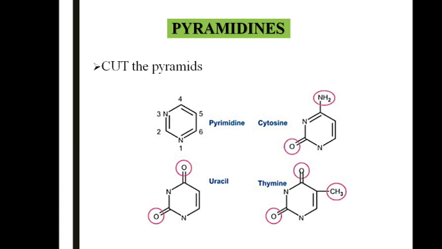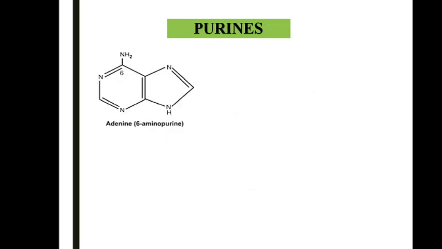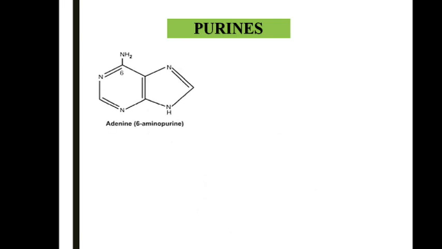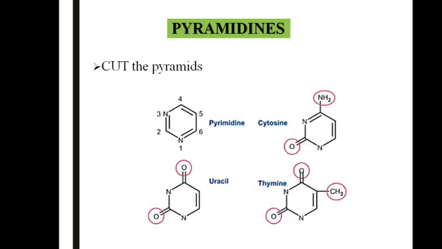Coming to the pyrimidines. Pyrimidines are again nitrogenous bases, but how are they different from the purines? Purine, the name is small, but the structure is bigger, because the purine ring is larger compared to the pyrimidine ring. The pyrimidine name is bigger, but the ring is small. It contains only a 6-membered ring. When you look at the structure, it has 2 nitrogen atoms at N1 and N3, and the remaining are carbon atoms. Now how do we remember pyrimidines? Cut the pyramids: C for cytosine, U for uracil, and T for thymine.